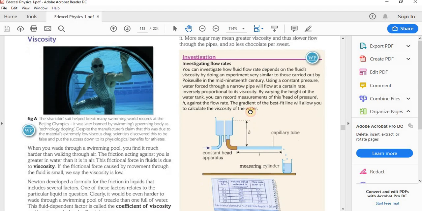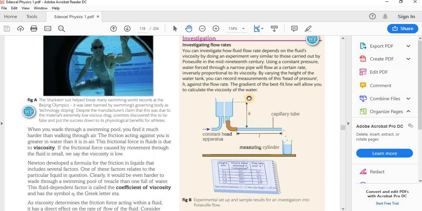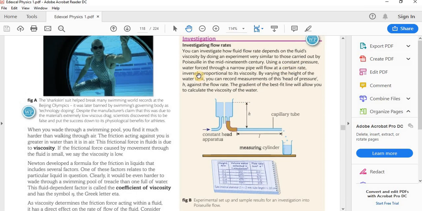Okay, so here is an investigation, you can go through it. So constant pressure water forced through a narrow pipe. Okay, so here we have this. Narrow pipe will flow at a certain rate, inversely proportional to its viscosity. By varying the height of the water tank, you can record measurements of this head of pressure H against the flow rate. The gradient of the best fit line will allow you to calculate the viscosity of the water.